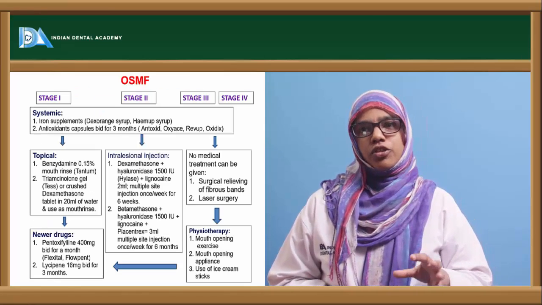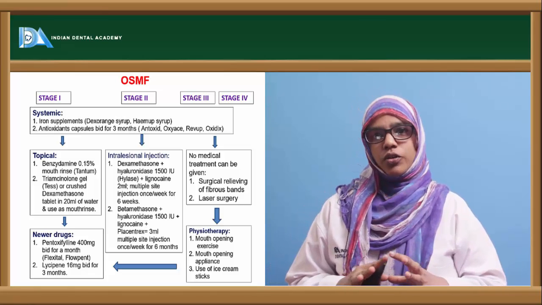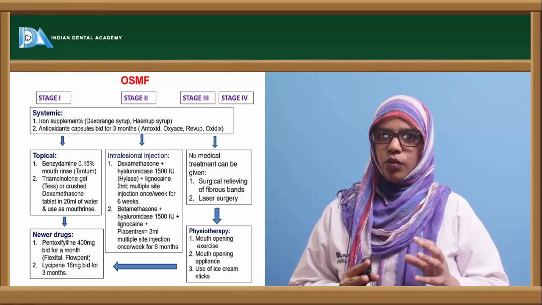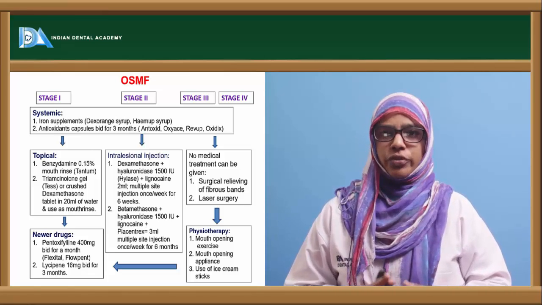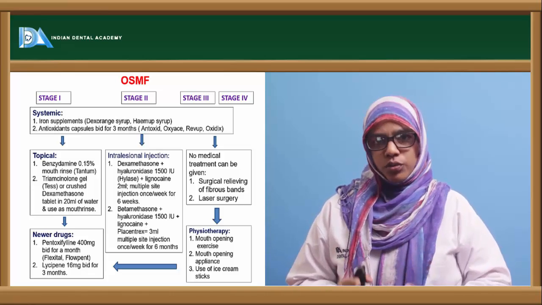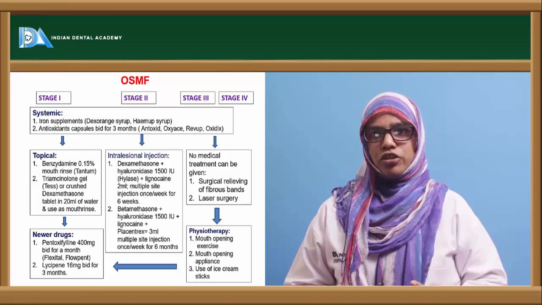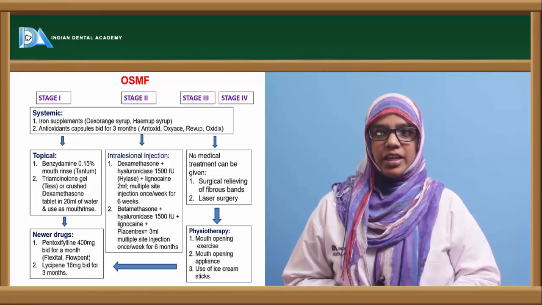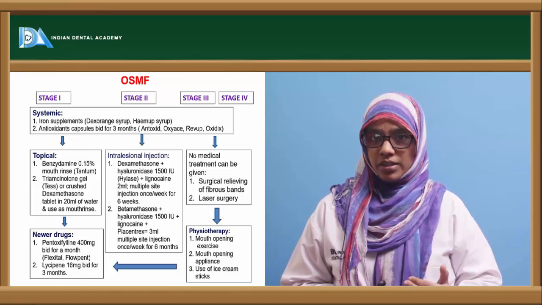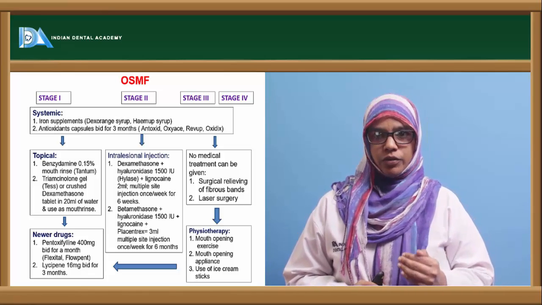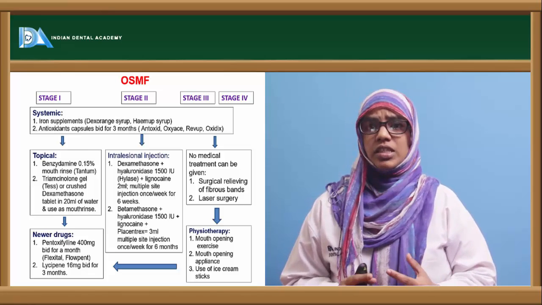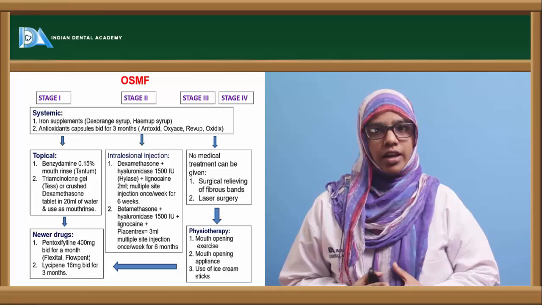Now, this slide shows you a diagrammatic, or you can say a schematic flowchart representation of various stages of oral submucous fibrosis and how you will treat them. Now keep in mind, for all stages, there are two things that you need to do. Start the patient on iron supplement like Dexorange or Hemab syrup. Secondly, an antioxidant capsule is a must. You need to give it twice a day for 3 months. It could be anything like Antoxin, Revab. These all will decrease the free radicals.